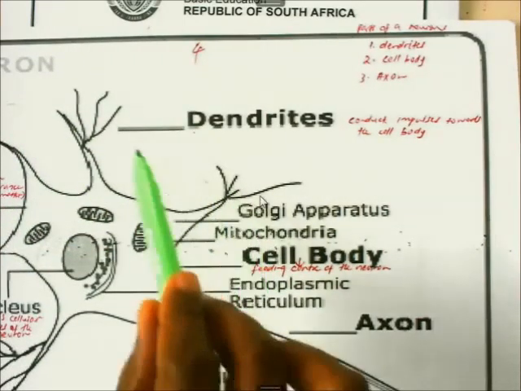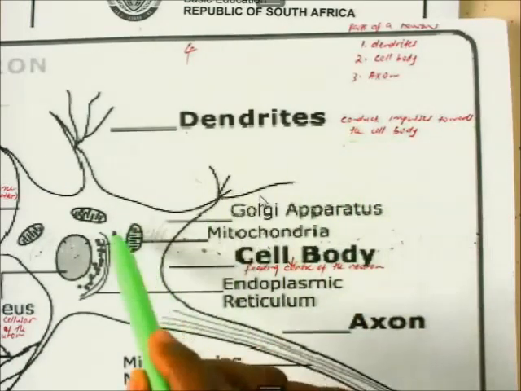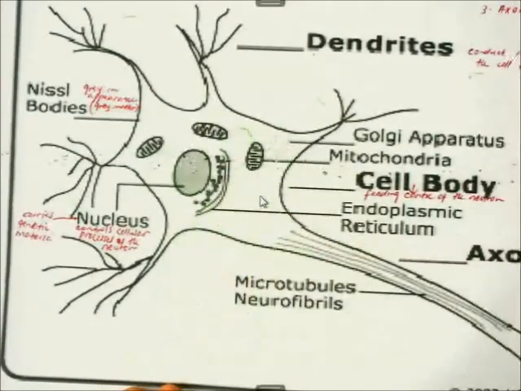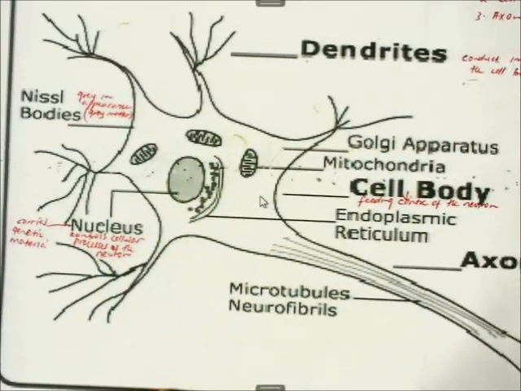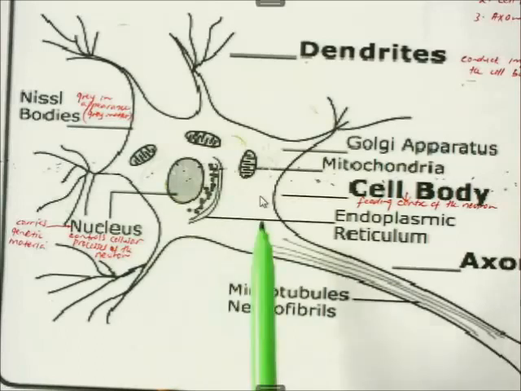Their main function is to conduct impulses towards the cell body. So this structure is called the cell body. It is the second part of our neuron. The cell body is regarded as the feeding center of the neuron. This cell body has a big nucleus.